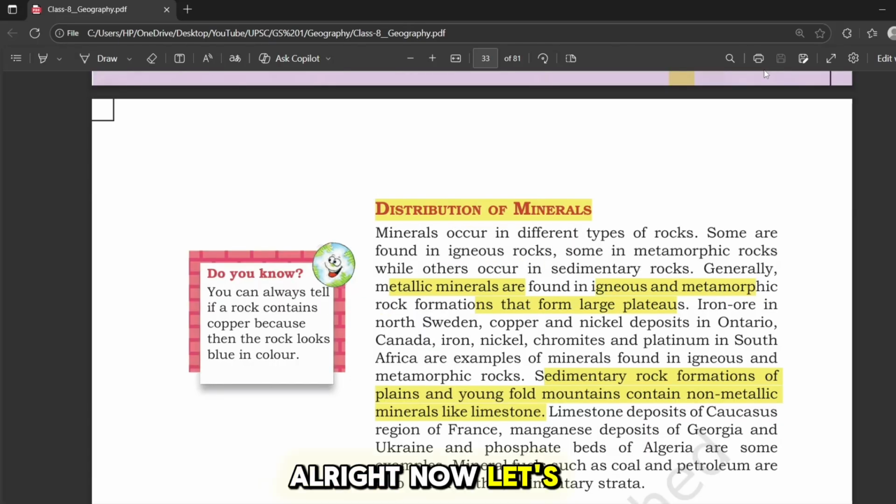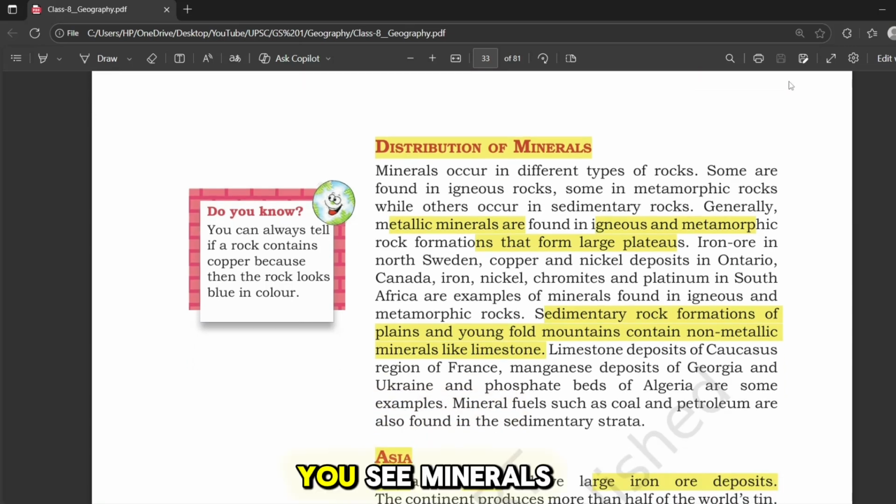Alright. Now let's move to the next topic, that is distribution of minerals. You see, minerals don't occur everywhere. They are found in different types of rocks depending on how those rocks are formed. So it mainly depends on the types of rock because that decides which kind of minerals we will get. Now let's understand something important. That is, metallic minerals are mostly found in igneous and metamorphic rocks. You might wonder why only in these rocks. Can't they also be in sedimentary rocks?